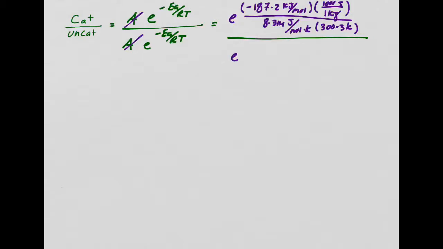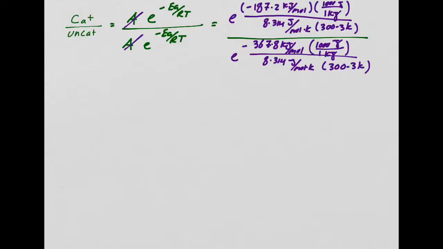E is going to be equal to E to the power of minus 367.8 kilojoules per mole. I'm going to convert it to joules because my R is in joules. Over, I know it looks a little messy, my R is 8.314 joules over mole Kelvin, times Kelvin, which has to be my temperature. It's a little bit messy, but it works.